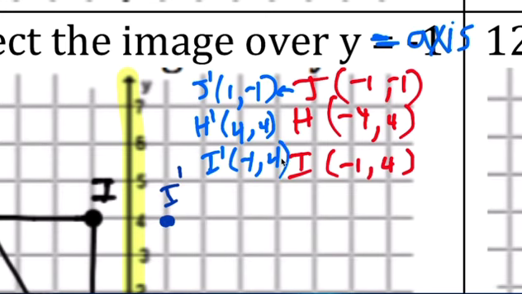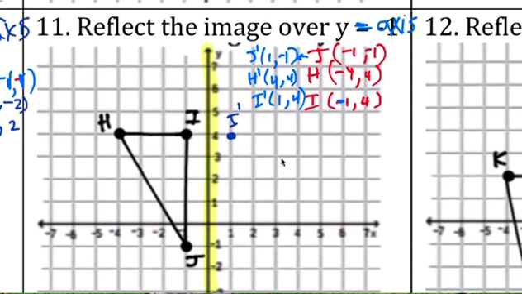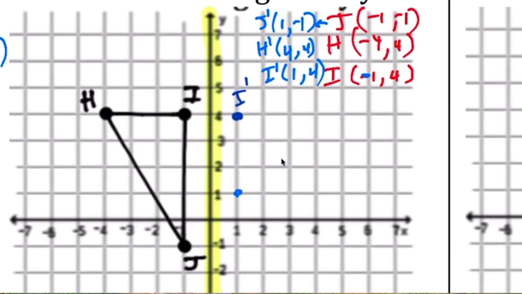Okay. Oh, x is opposite. I kept it the same. This is -1. It should be 1. Okay. So 1, -1 is right here.